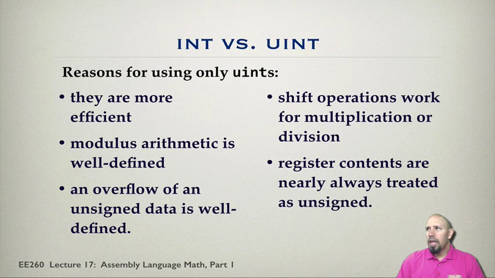So it's very common to want to use only uints, unsigned integers, in the calculations. Why? Well, for one thing, the functions associated with them are more efficient. We can talk about things like modulus arithmetic. That's well defined. We can talk about an overflow of unsigned data, and then that is well defined. Shift operations on unsigned data work for multiplication or division. And register contents within the Arduino are pretty much always treated as unsigned integers anyway.